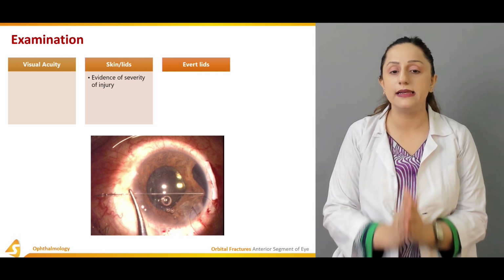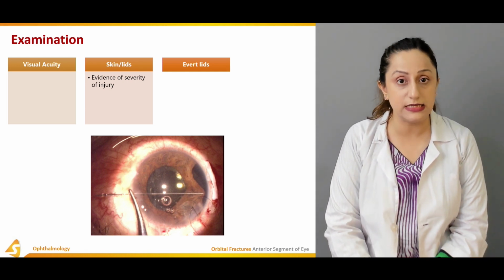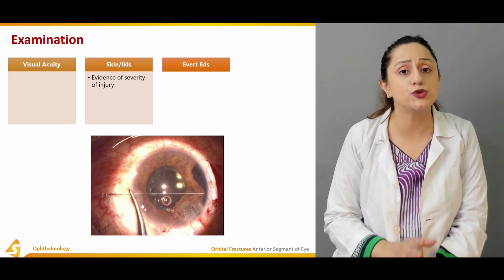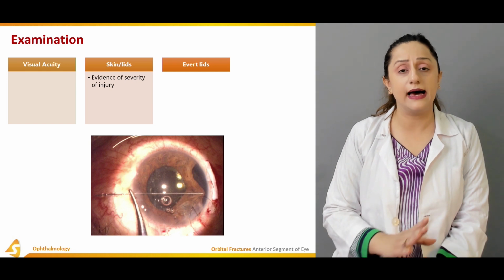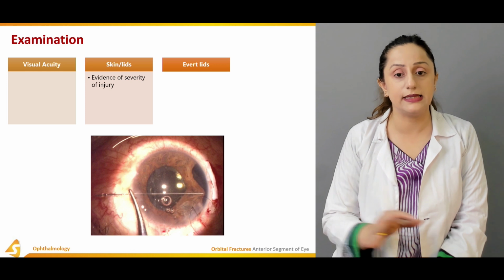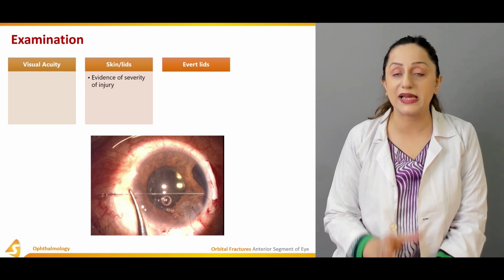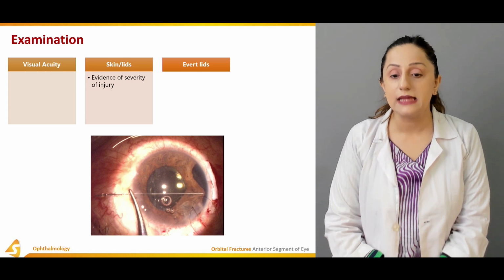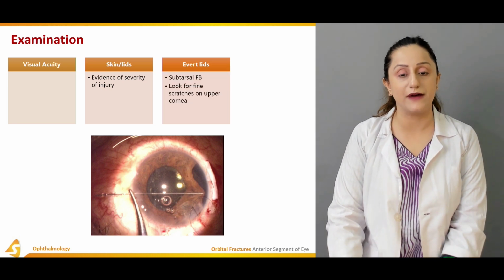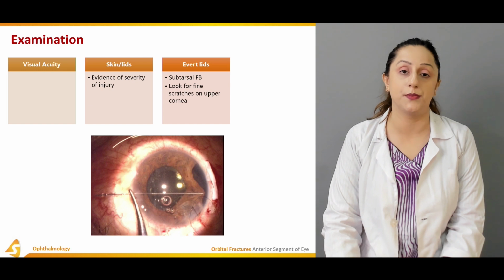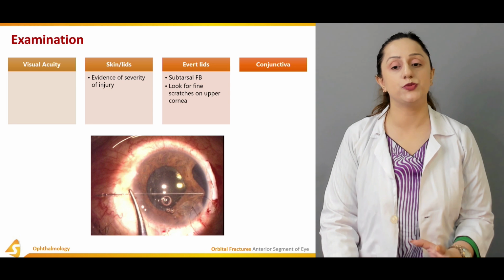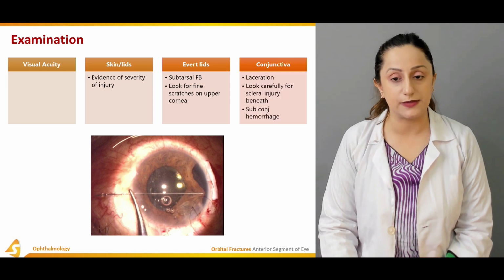The skin and the lids are going to be inspected in detail, and then we're going to look for signs of the severity, and also we're going to establish the mechanism of injury, how it occurred. We're going to evaluate this by inspecting the skin and lids in detail. Then the eversion of the lids is also very important. Subtarsal foreign bodies are found. Look for the fine scratches on the upper cornea as well. The conjunctiva is going to be dealt with in detail.